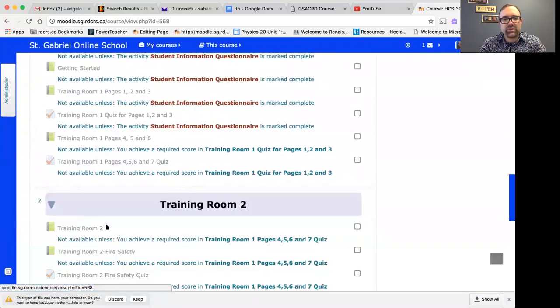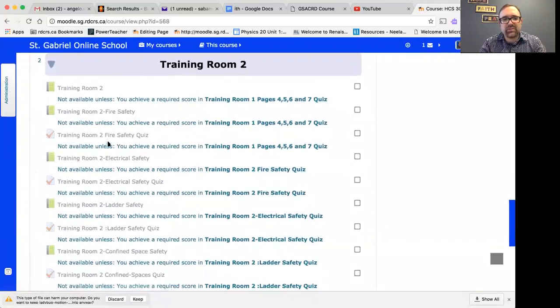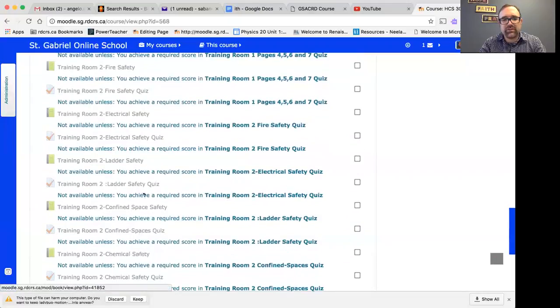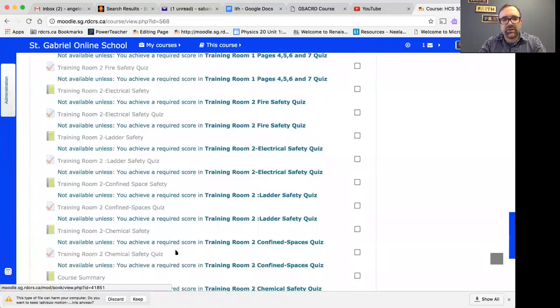Then in training room two, it's the same kind of format, but in this case, there are more specific booklets that deal with fire safety, then the quiz, electrical safety, then the quiz, ladder safety, then the quiz, confined space safety, then a quiz, and then we finish off with chemical safety, then a quiz.